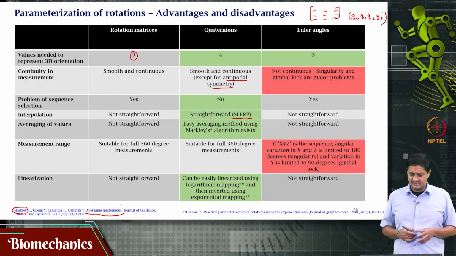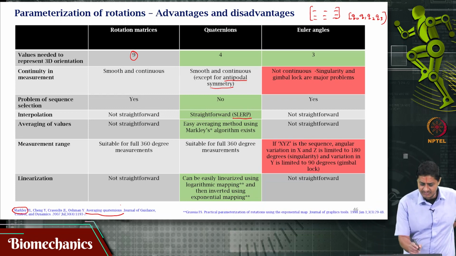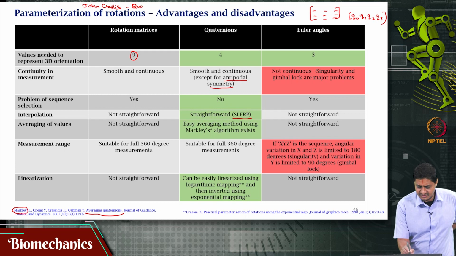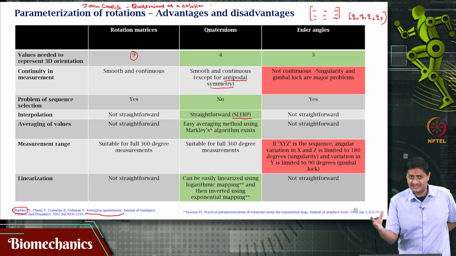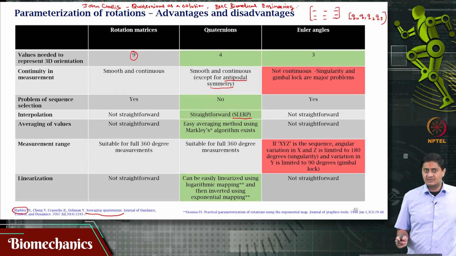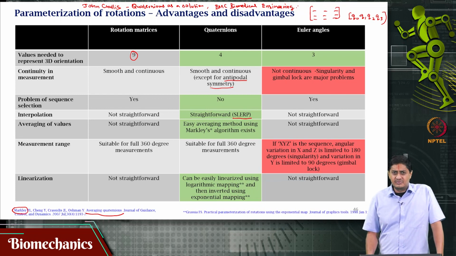For more details on this method, refer to this paper by John Challis. The title of the paper is something like Quaternions as a solution to problem of measurement of kinematics, or something like that. The journal is BMC Biomedical Engineering. We will provide the link to this paper. It's an open access paper, so we will provide the link in our forums.